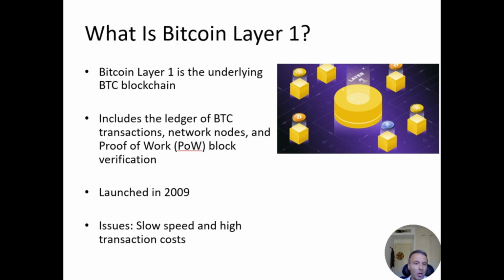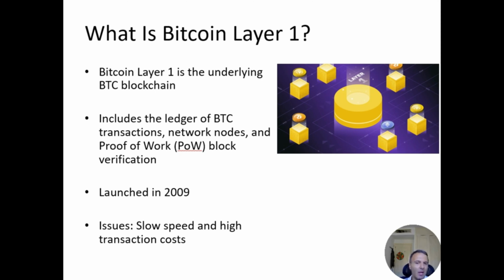It involves network nodes that are used for verifying and validating transactions under this proof of work consensus mechanism, for committing new blocks, verifying new blocks before they actually get committed onto the public ledger. It was launched in 2009, so it's been around for 15 years. It's quite new, but it's growing.